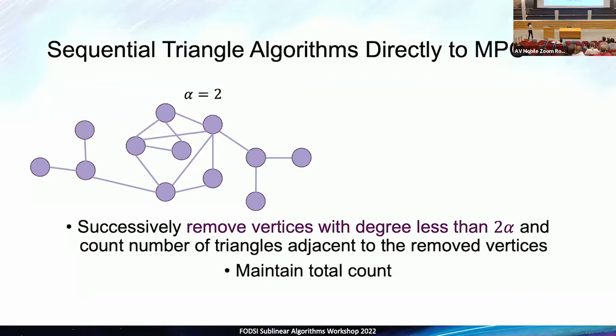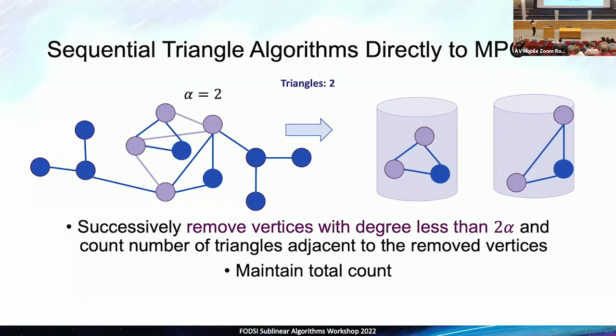This standard simple algorithm has some cutoff that is 2 alpha. Each round you take all the nodes with degree at most 2 alpha, count the number of triangles adjacent to them, and then remove them from the graph and repeat with a cutoff of 2 alpha. So let's take a look at this example. For this example, alpha equals 2. I think it is actually 2, but you have to trust me here. So you set the cutoff to 4 in this example. All the blue vertices have degree at most 4.